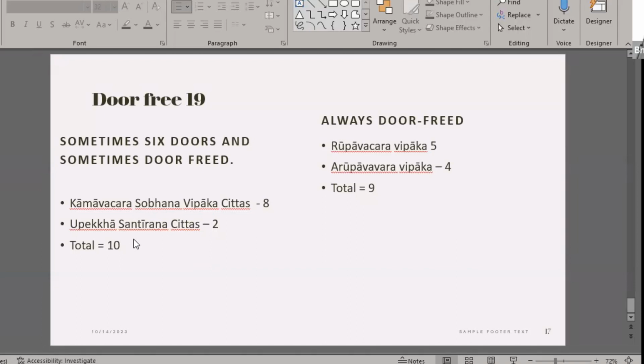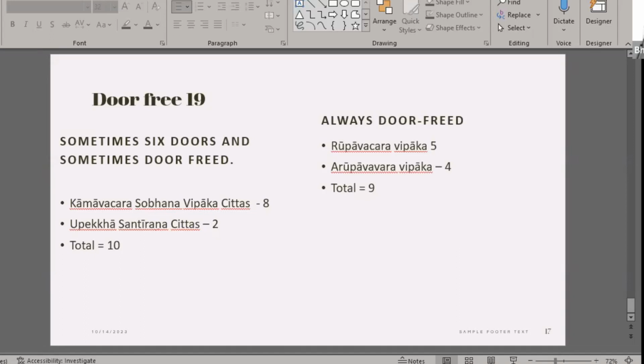Here we actually divide into two sections. First we understood what the doors are, then the cittas that arise through doors. Then we classified the cittas into one-door consciousness, five-door consciousness, and six-door consciousness. Door-free has two sections: always door-free and sometimes door-free. So let's summarize again. How many doors? There are six doors: eye door, ear door, nose door, tongue door, body door, and mind door.